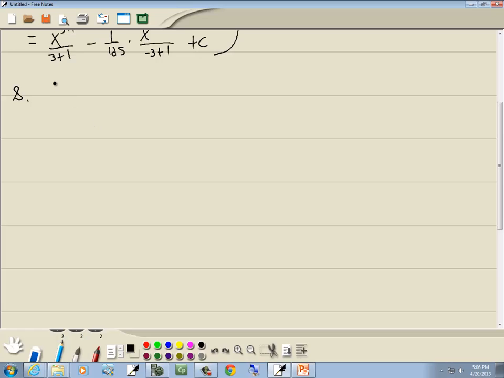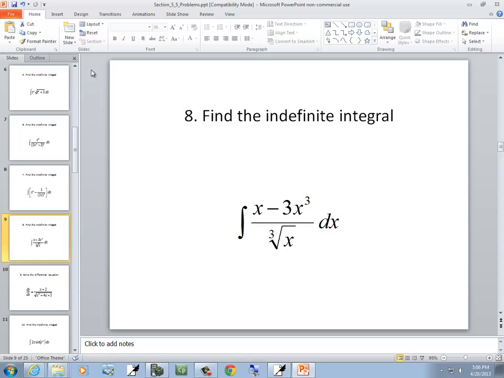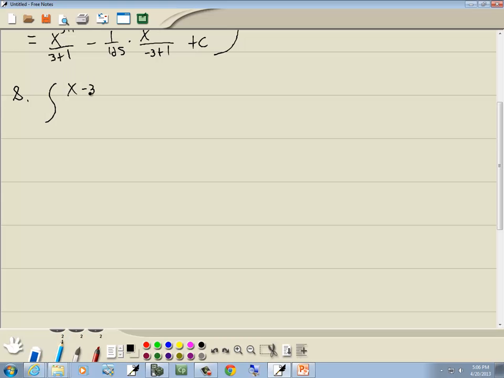Get the integral of x minus 3x to the third over the cube root of x dx. Now, if I try to start letting u equal to, you never let u equal to x, by the way. But we have a radical, so I'd let u equal to what's inside a radical, that wouldn't work. If I let u equal to the cube root of x, that wouldn't work.